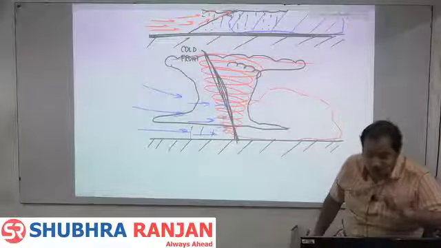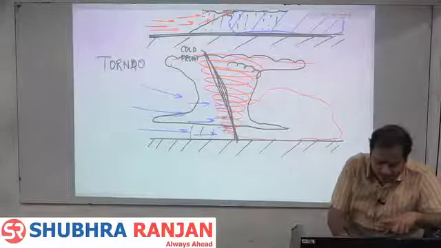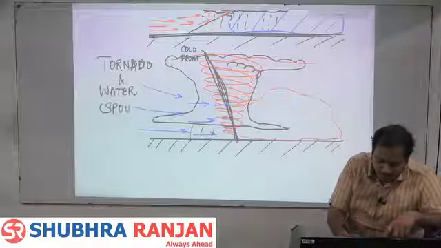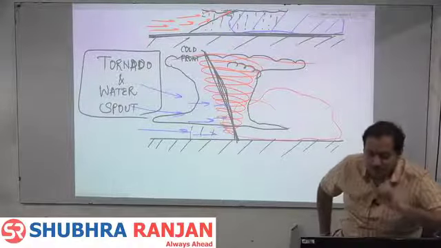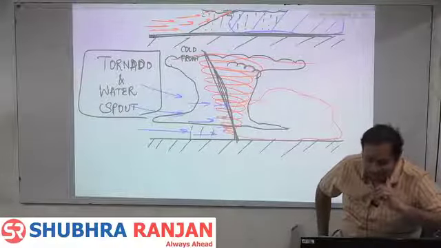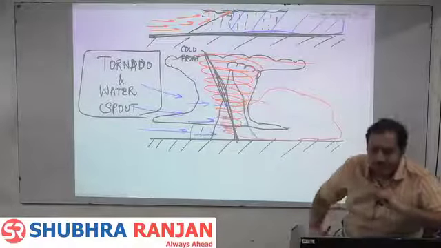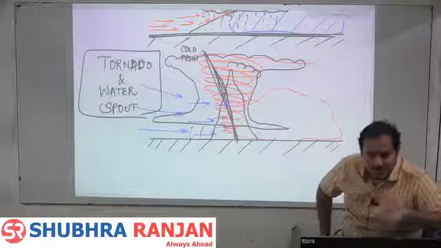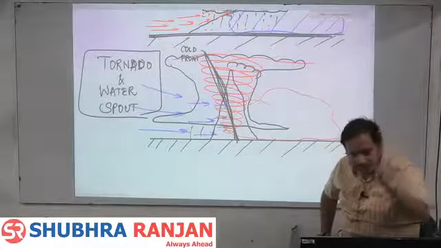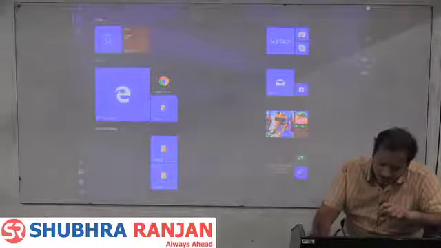Wherever the temperature difference between the warm and cold air is huge, it results into formation of tornado and water spout. So which country is famous for tornadoes? USA. Why so? Why not in India? Because in India there is the Himalayas which does not allow the cold air to come. In Europe there are the Alps which do not allow the cold air to come. In USA there is no east-west mountain, and therefore cold air comes to the southern states, resulting into formation of tornadoes. What is water spout?